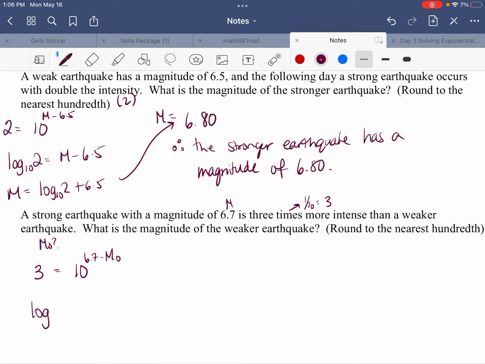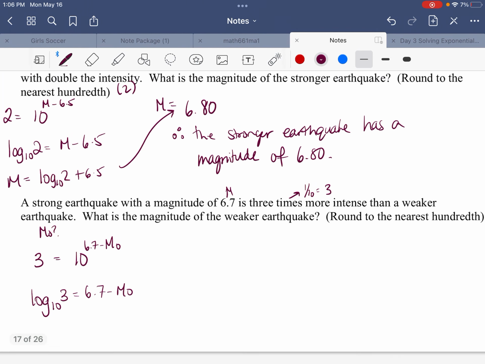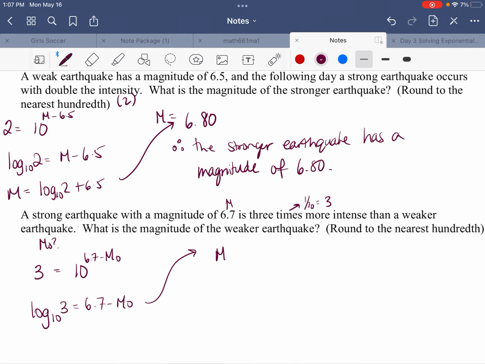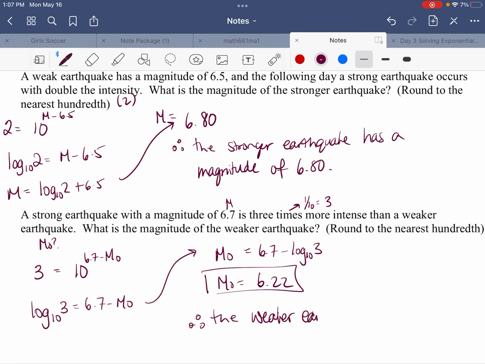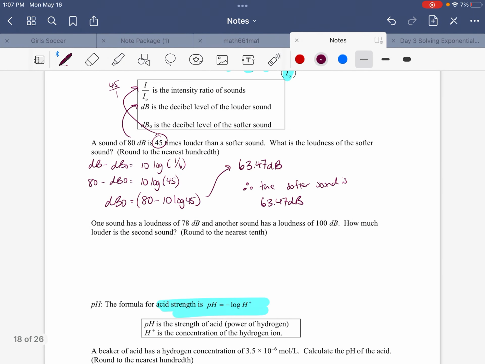Changing that to log form, we get log base 10 of 3 is equal to 6.7 minus M0. Rearranging, we're going to get M0 is equal to 6.7 minus log base 10 of 3. And finally, calculating that, you get 6.22. So therefore, the weaker earthquake is 6.22. All right, well, we already did this one because I can't turn pages correctly.